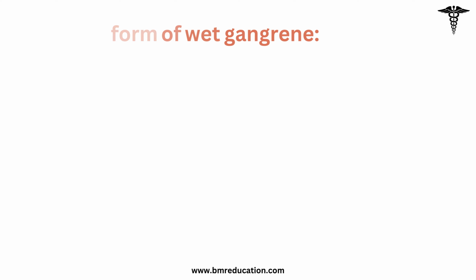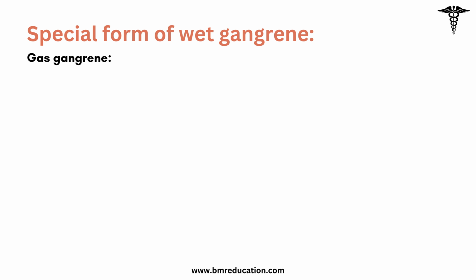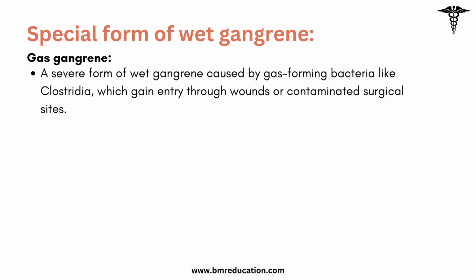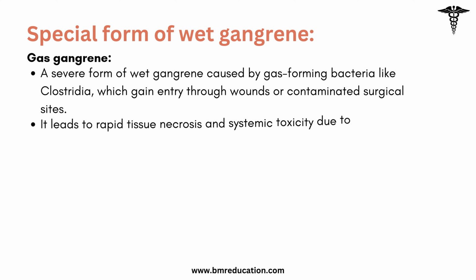There is a special form of wet gangrene called gas gangrene. It is a severe form of wet gangrene caused by gas-forming bacteria like Clostridia, which gain entry through wounds or contaminated surgical sites. It leads to rapid tissue necrosis and systemic toxicity due to bacterial toxins.